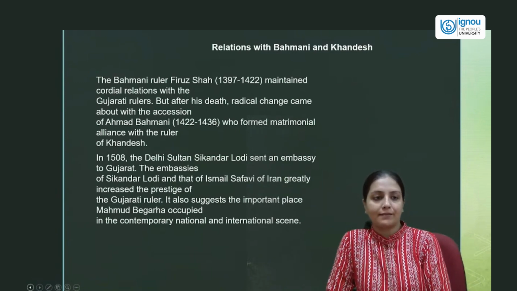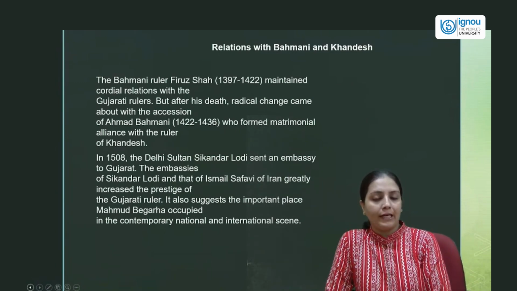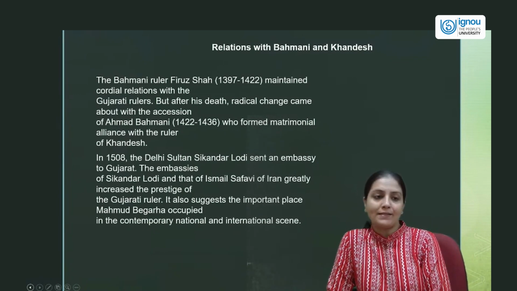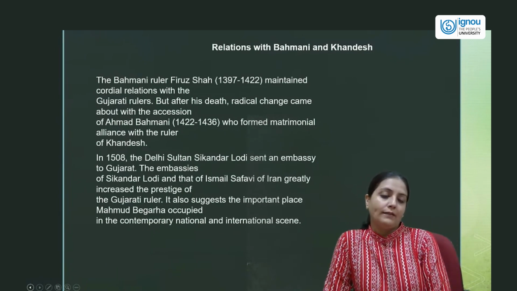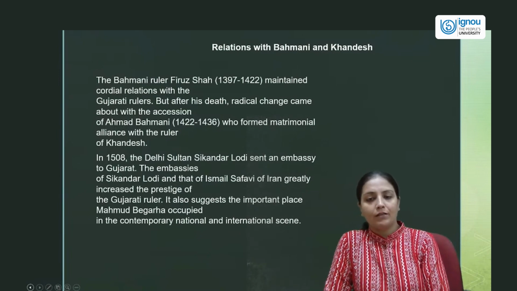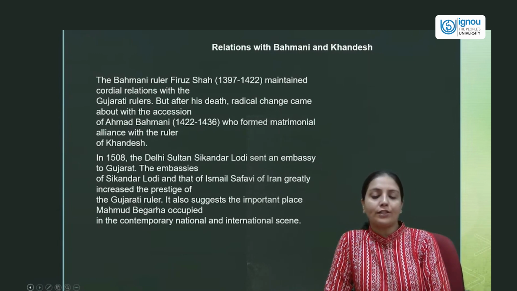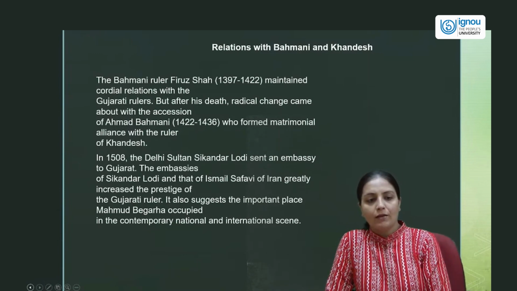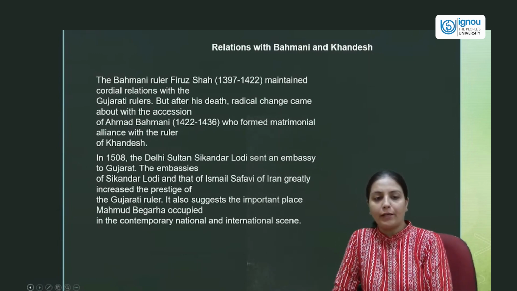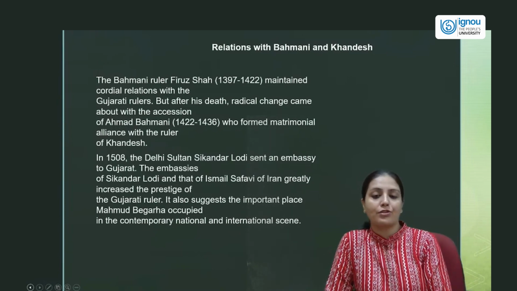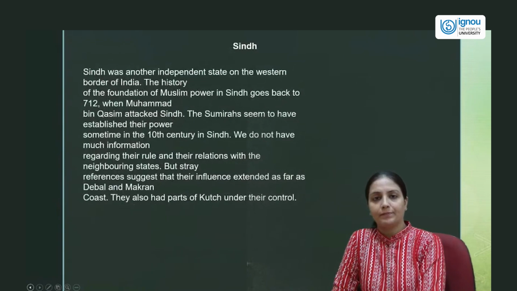In 1508, the Delhi Sultan Sikandar Lodi sent an embassy to Gujarat. The embassies of Sikandar Lodi and that of Ismail Safavi of Iran greatly increased the prestige of the Gujarati ruler. It also suggests the important place Mahmud Begara occupied in the contemporary national and international scene.